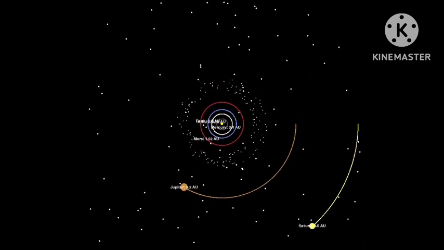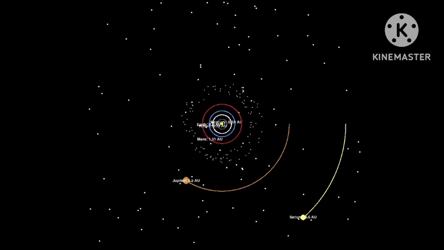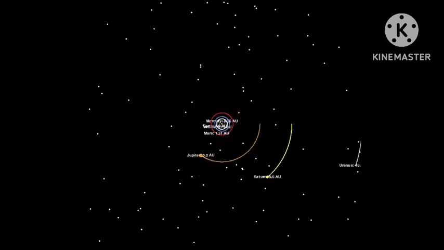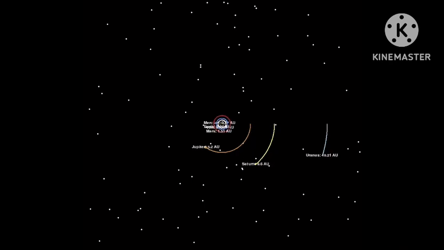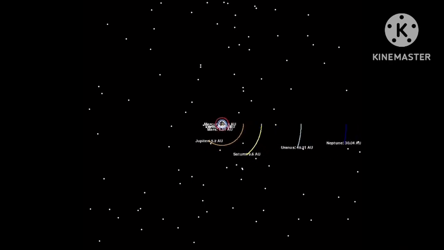We implemented several controls to make the simulation more interactive. You can use the W, A, S, and D keys to move the view while the mouse scroll zooms in and out. Pressing the P key pauses the simulation while F speeds it up.